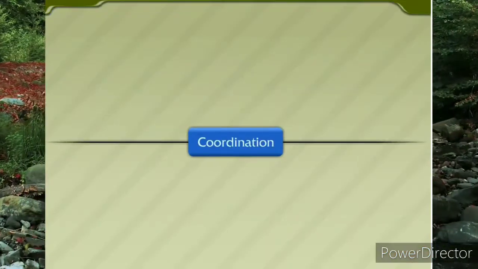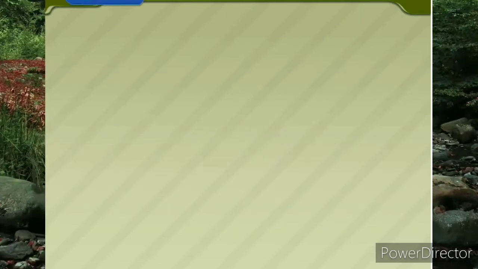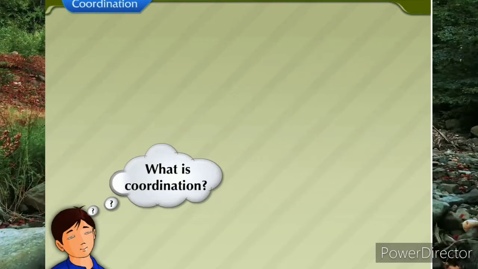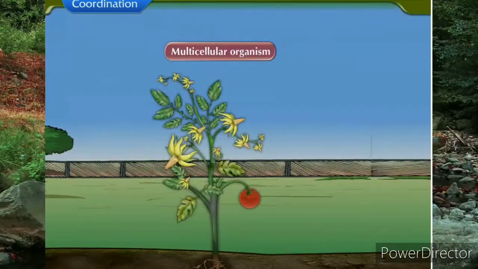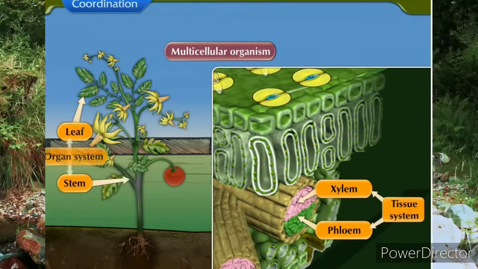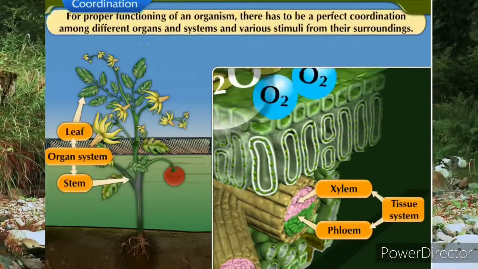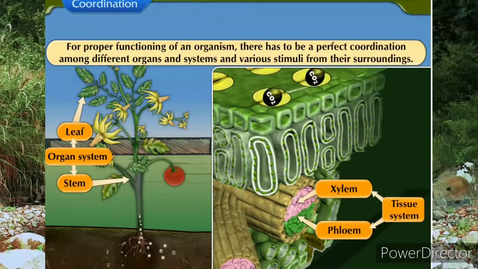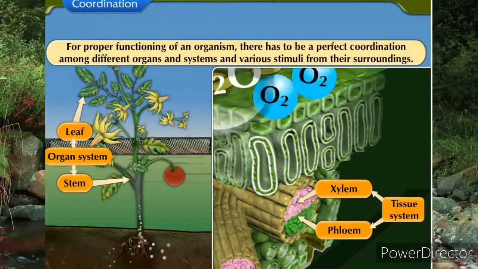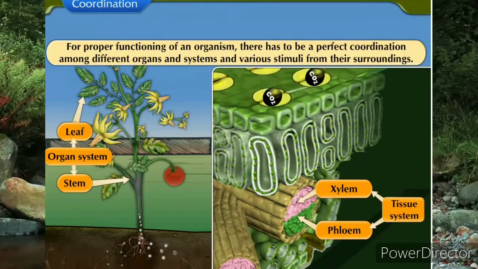Coordination. What is coordination? In any multicellular organism, there are various tissue systems and organ systems. For proper functioning of an organism, there has to be a perfect coordination among different organs and systems and various stimuli from their surroundings.